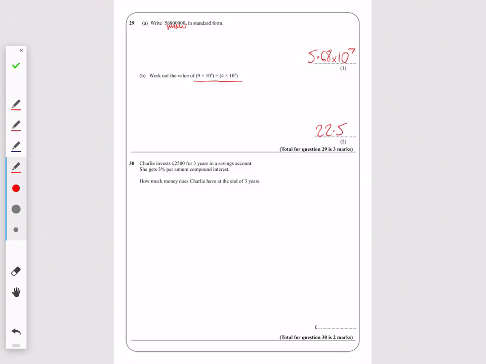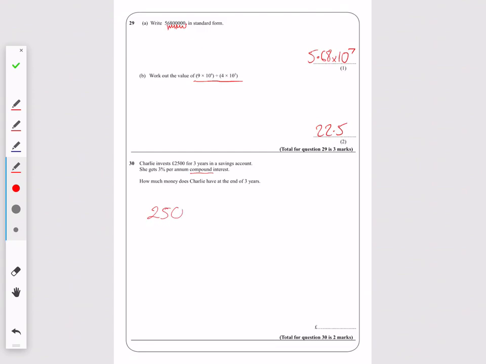Question 30. Charlie invests £2,500 for 3 years in a savings account. She gets 3% per annum, that means per year, compound interest. So that means that the interest will change slightly each year because you're going to get interest on your interest. How much does Charlie have at the end of 3 years?